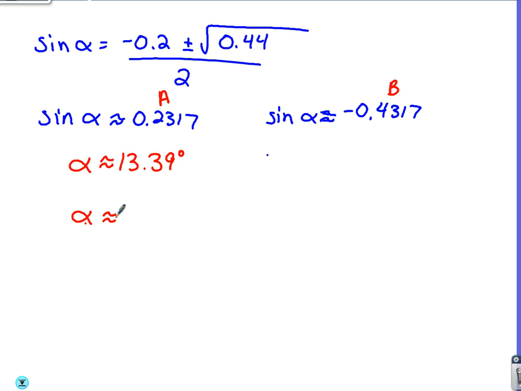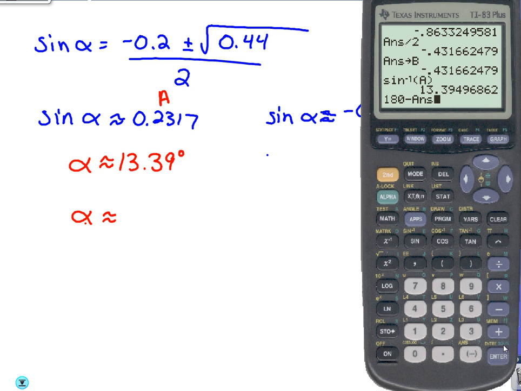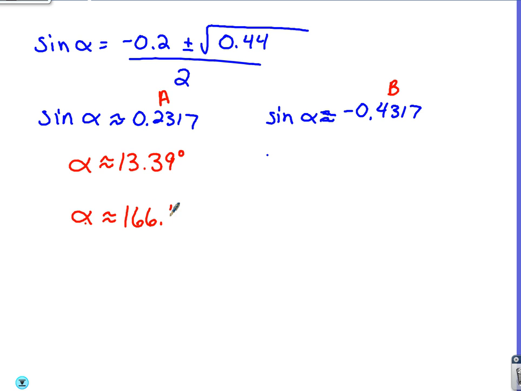You need them both. You have a first quadrant positive sine and you have a second quadrant positive sine. To find the second quadrant positive sine, now we're getting pretty advanced, right? How do I find it? 180 minus that. 180 minus the answer gives you 166.61. Those are your two answers, plus and minus 360k. I'm getting lazy.